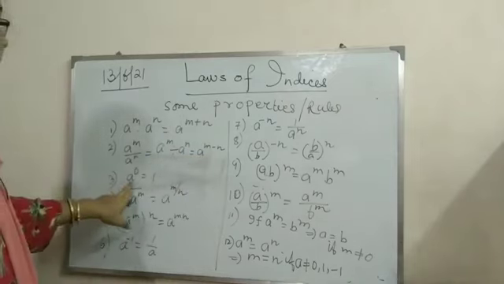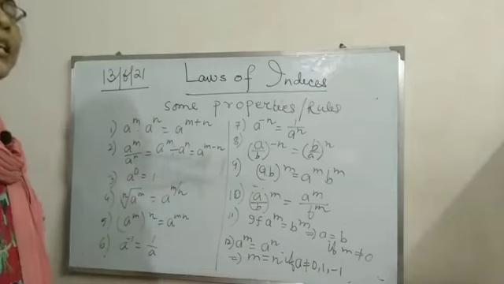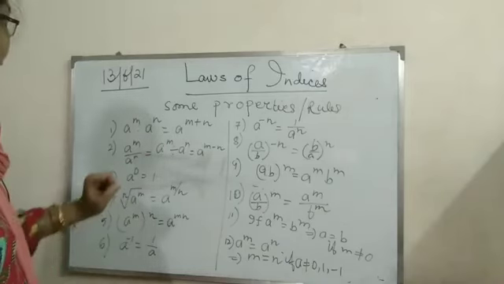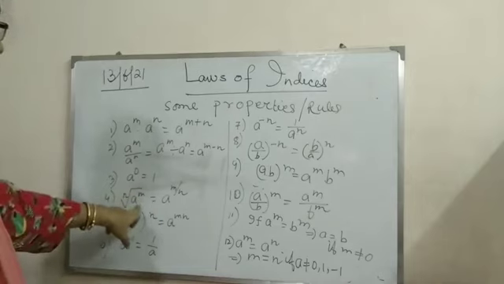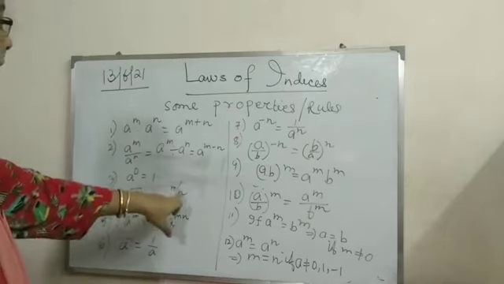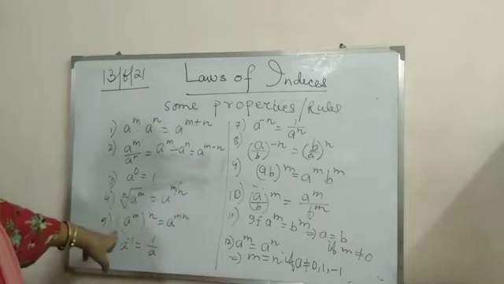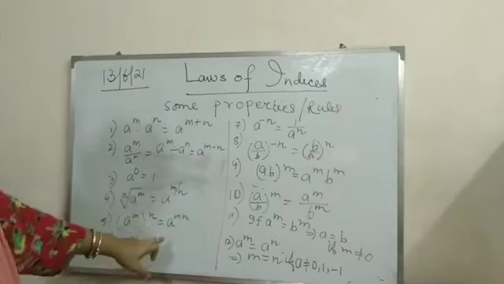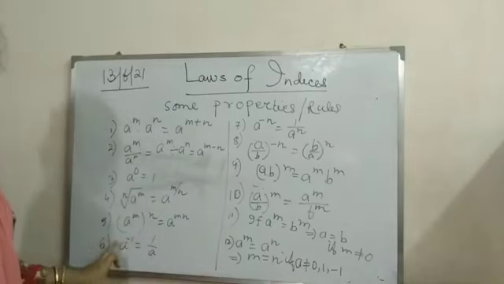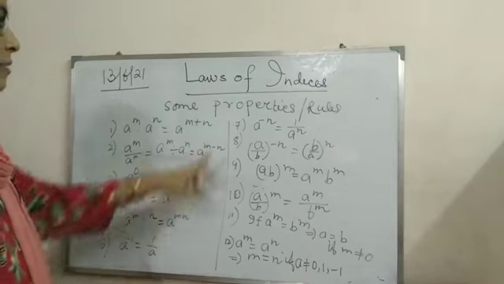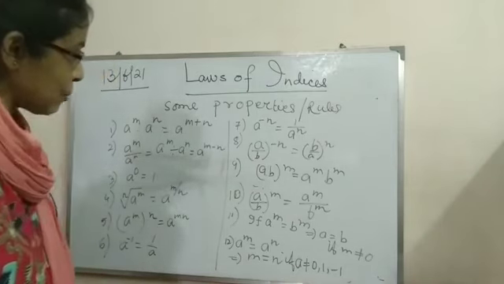Third one is a to the power 0 equals 1. I know something to the power 0 equals 1. Number 4, nth root of a to the power m equals a to the power m by n. Number 5, a to the power m whole to the power n equals a to the power mn. Number 6, a to the power minus 1 equals 1 by a. Number 7, a to the power minus n equals 1 by a to the power n.